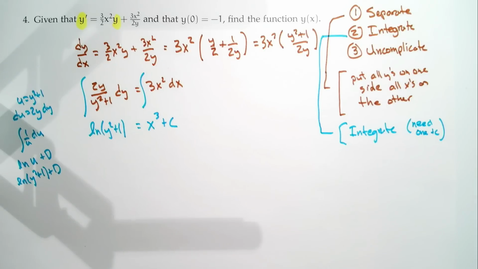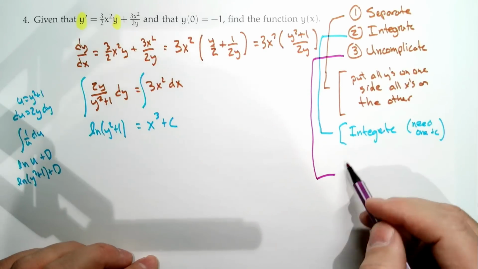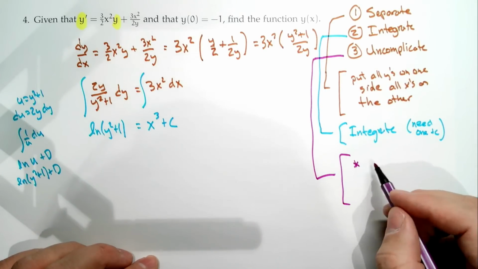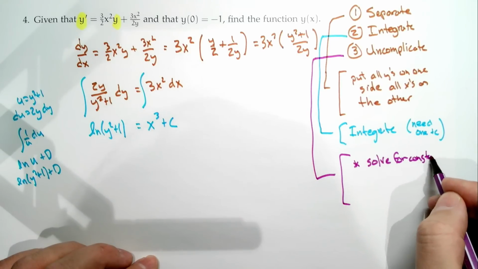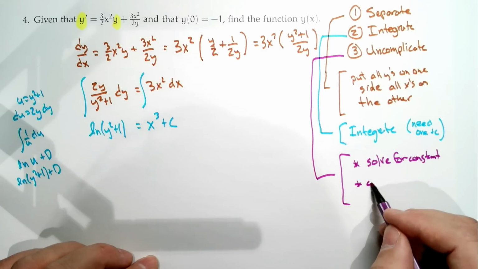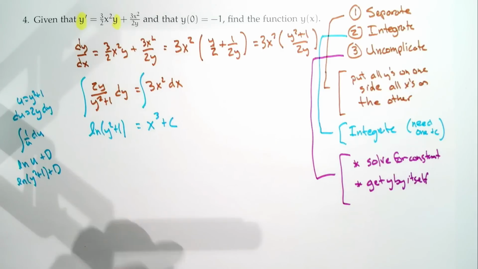All right, so that comes to our final stage, which is the uncomplicated. And since that's not a word, I really have to talk about what I mean by that. And really there's two things. You need to solve for your constant. And then the other thing you have to do is to get y by itself. Now, you actually have some choices here, because there are two processes that need to happen, and they can happen in any order. So in other words, first you can solve for y, and then you can solve for your constant, or first you can solve for your constant, and then you can solve for y.